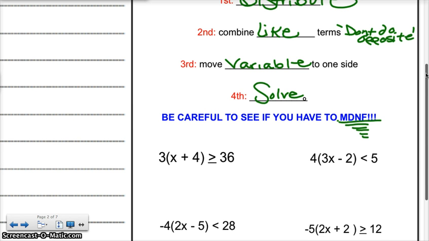Remember that last step, if you have to multiply or divide by a negative, you flip the inequality. MD and F, it means you're flipping the inequality. And I'm just going to stop there because I have no more room. So write that. Write by MD and F, right on top of it, flip inequality. That's what that means.